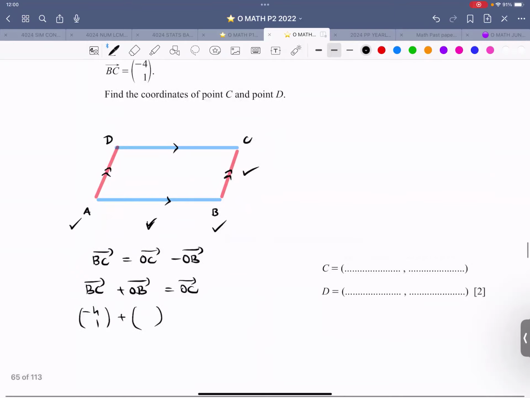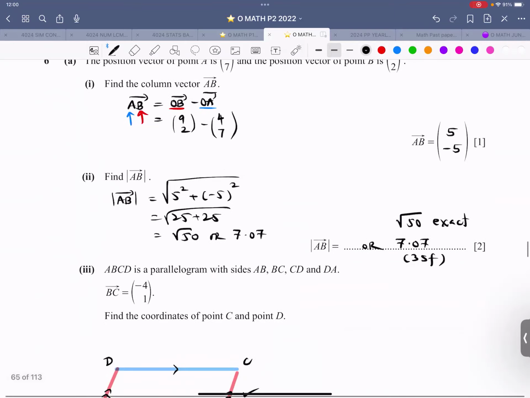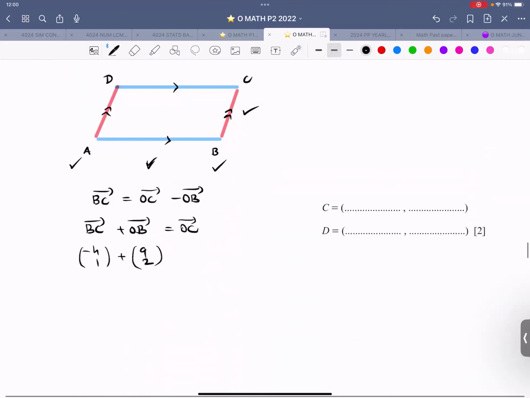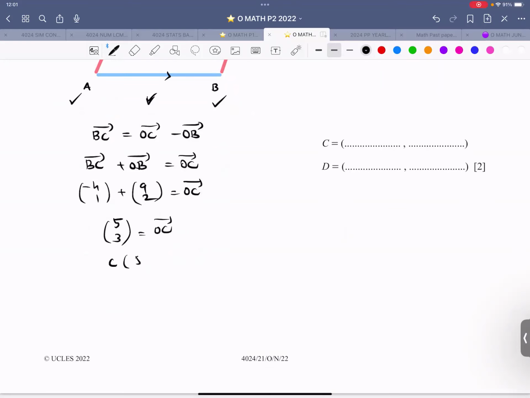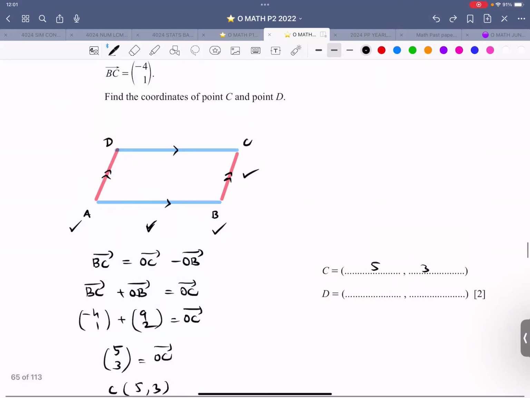And OB is given at the top. So OB is (9, 2). This is OC. So negative 4 plus 9 is 5. 2 plus 1 is 3. This is OC. This is the column vector. Therefore, the coordinate is (5, 3). So this is 5. Let me write it properly. This is 5 and this is 3. The brackets, even they have drawn the brackets for you, so you don't have to draw the brackets. That's already given.